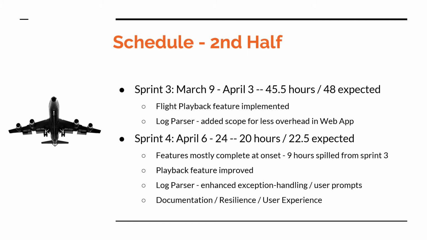This was another relatively large sprint, but it is important to note that 9 hours out of the 45 and a half taken to implement scope that was introduced in Sprint 3 were technically completed in Sprint 4. Our last sprint was focused mostly on improving the user experience and documentation of our software, as we were close to done with all of the features at its onset.